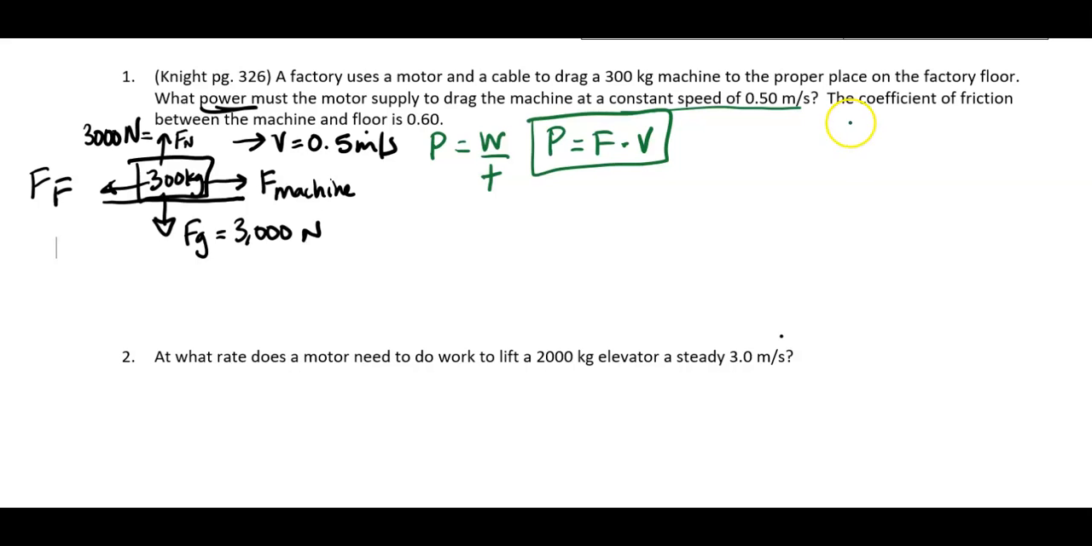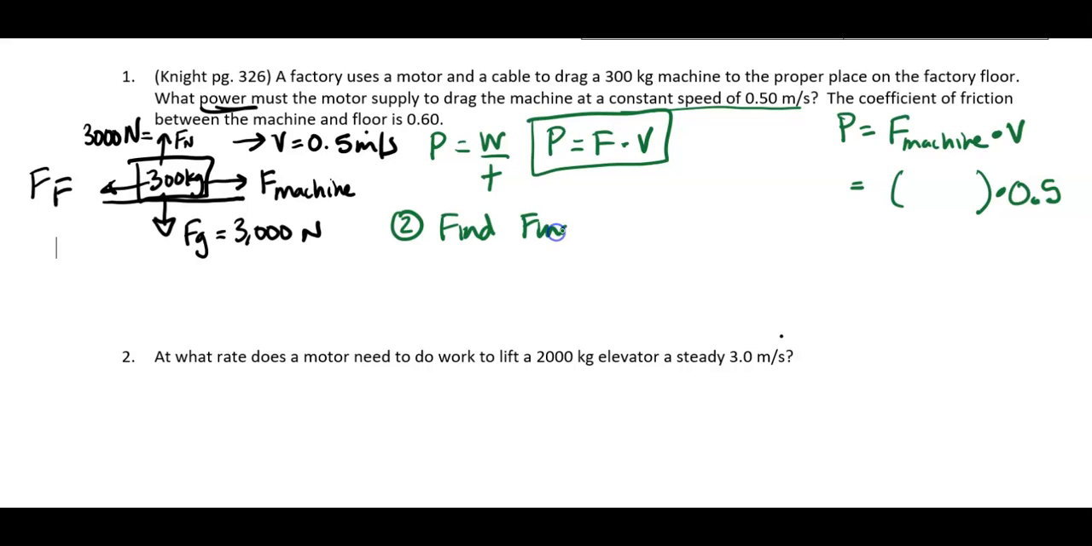So looking at this equation, right off the bat, we need the force of the machine times the velocity. The machine force we don't necessarily know right off the bat, but the velocity is going to be 0.5. Beautiful. So let's go ahead and find the force of the machine. If I set up my coordinate system, up and down is the y direction, horizontally is the x, and we'll say to the right is positive.